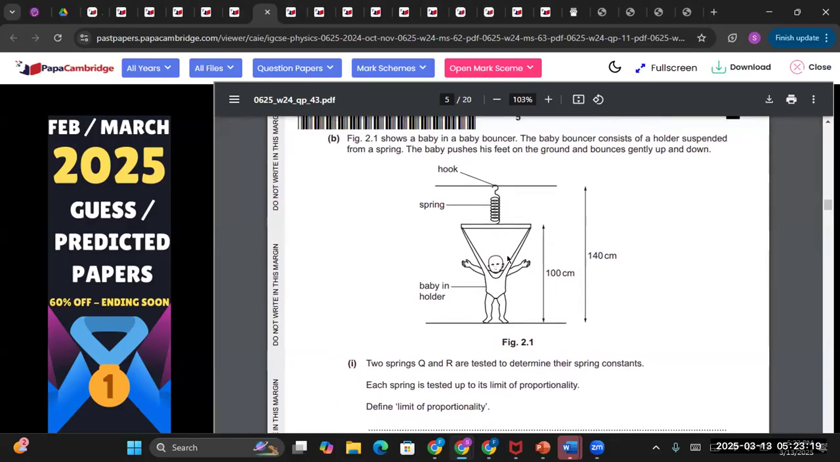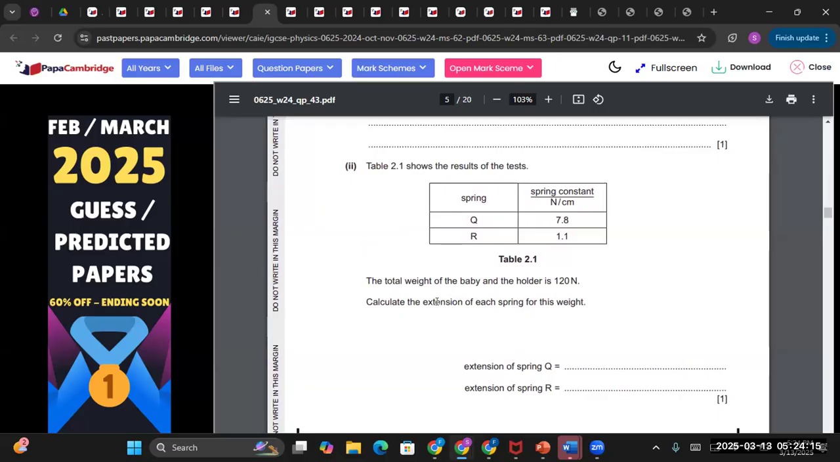Take a look at this question. For this question, can I just say that it is the maximum force at which extension is directly proportional to the load? Yes, the point up to which force and extension are directly proportional. That's fine. Okay, now take a look at part 3.